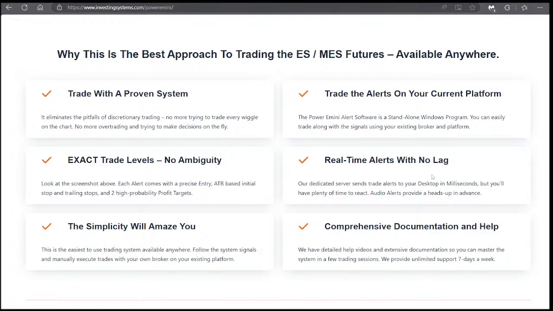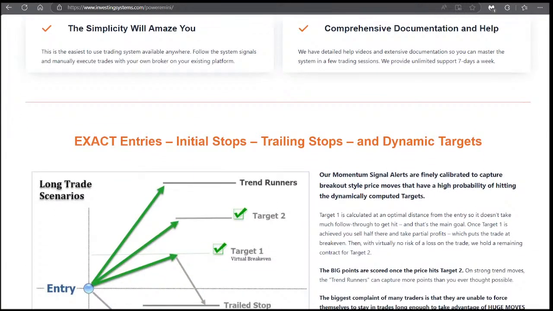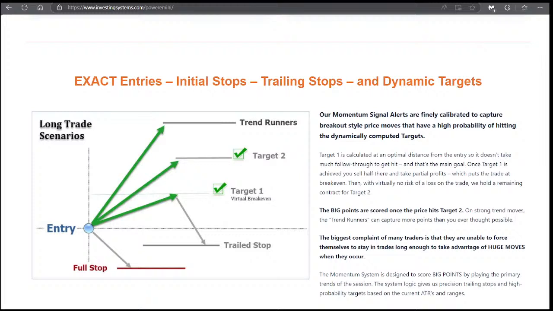It's being fed from our dedicated server. I want to go back to the standalone software because nothing else is needed. All you've got to do is install this software, which is basically just a Windows app, and it takes like 2 minutes. You don't need anything else. Everything is included. We have extensive documentation and help on how to use this thing, but I think you'll have it mastered in probably just a few days.